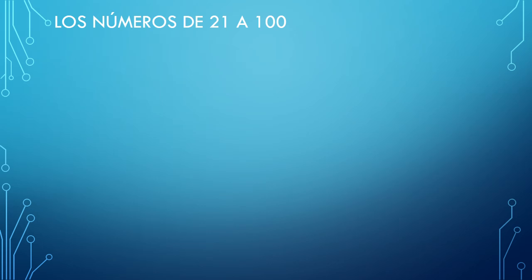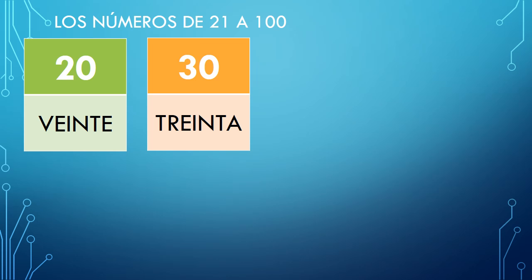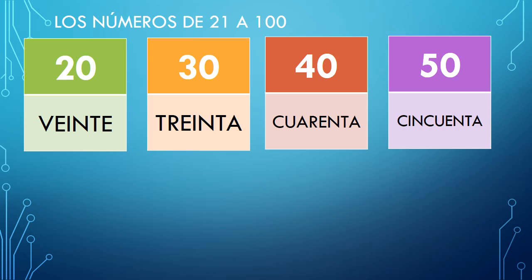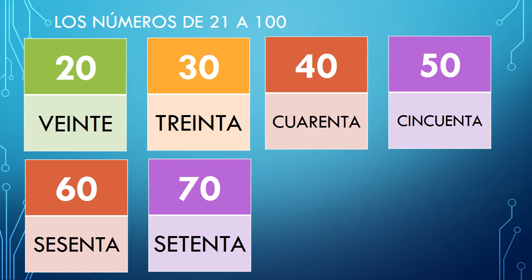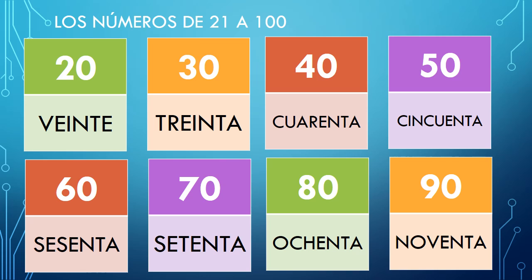So what we really need to know then are the words for 20, 30, 40, 50, 60, etc. So let's look on. Do you remember the word for 20? Veinte. 30 is treinta. So go ahead and repeat that after me. Treinta. Cuarenta. Cincuenta. Sesenta. Setenta. Ochenta. And noventa.